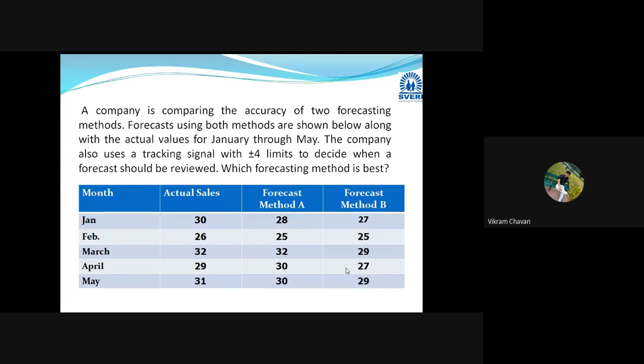Now here, we have to compare these two methods on the basis of a tracking signal. For the tracking signal, the limit is provided by the company to decide whether to review the forecasting method. That limit is plus or minus 4. If the value of the tracking signal is beyond this value, then we have to review that method, or we should not select that method for the next forecasting. We will come to know that by using this tracking signal.